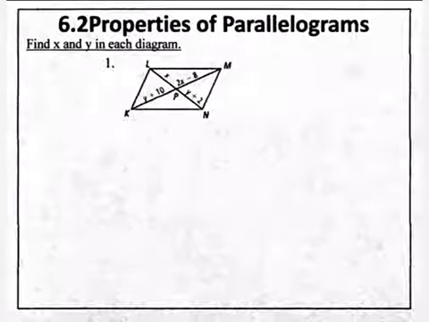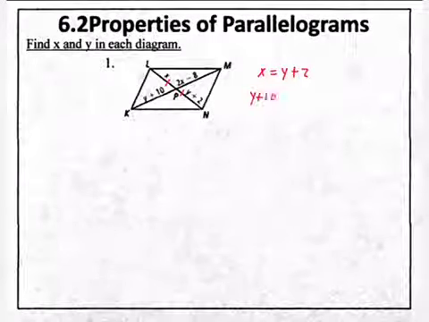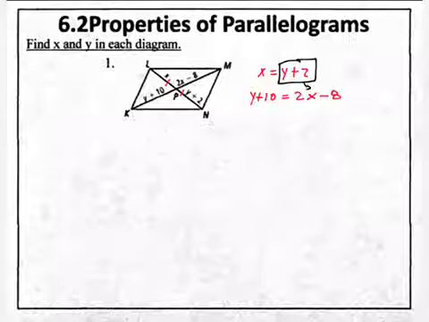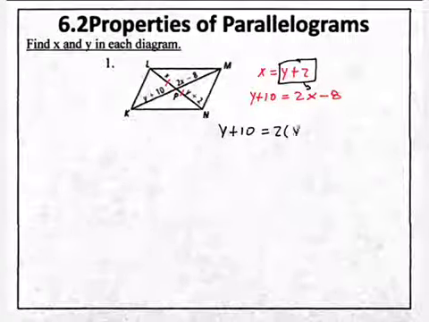Here we want to find x and y in each diagram. So once again, we have a parallelogram, and the diagonals are bisecting each other. So we'll start off by setting this equal to this. So x equals y plus 2. In the other one, we've got y plus 10 equals 2x minus 8. Once again, I'm going to use substitution. I'm going to take what x equals, and I'm going to plug it in for x right there. So y plus 10 equals 2 times y plus 2 minus 8.